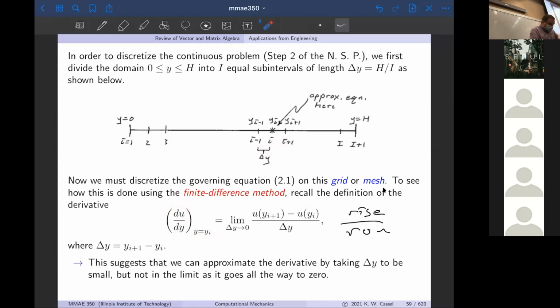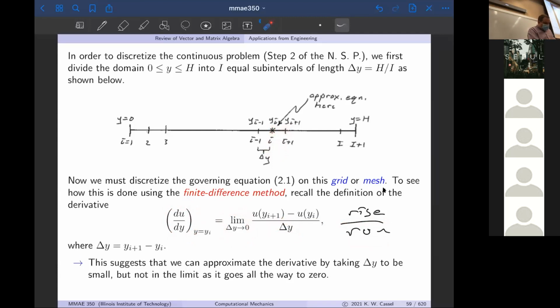The definition of the derivative is: if I take u at y_(i+1), so that's the value of u right here, minus u at y_i, that's right here. If I take the difference between the values of u at these 2 points, and if I divide by the distance between them, so that's the rise over the run, if I take the limit as that distance goes to 0, so as those 2 points get closer and closer together, in that limit, that gives me the derivative du/dy I'm looking for. That's just the definition of the derivative from calculus class that we all, of course, remember vividly.